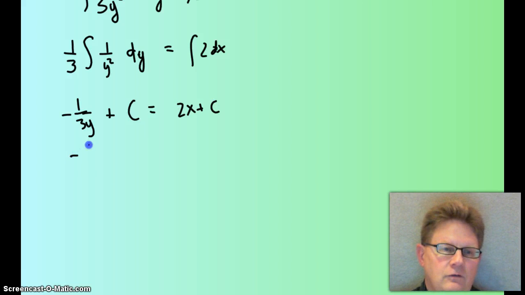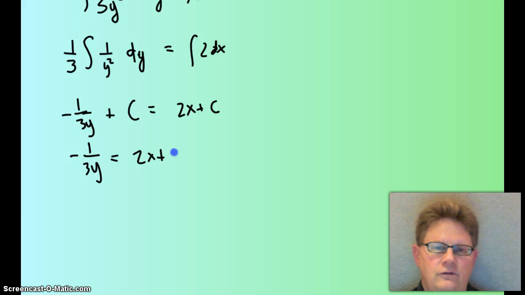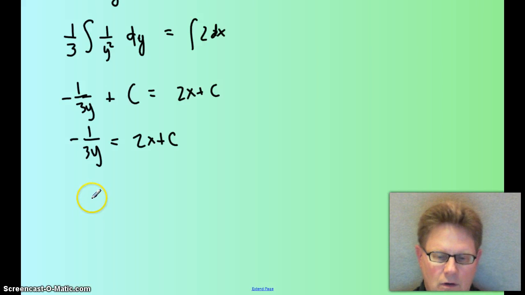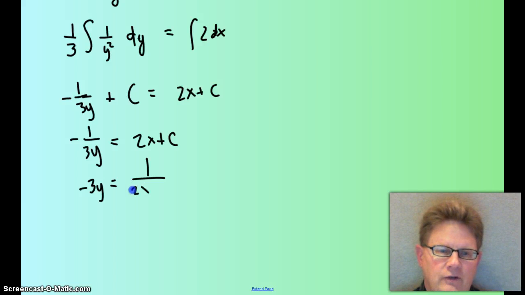Subtract c from both sides. -1 over 3y equals 2x plus c. Yes, these are all different c's. All these constants are different. Alright, now we're going to go ahead and reciprocate. So -3y equals 1 over 2x plus c.